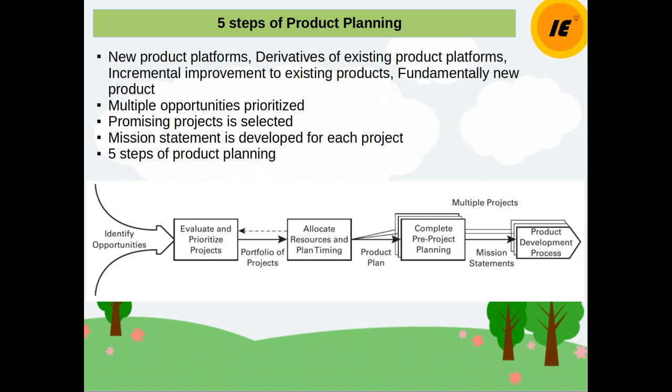Now the third type can be an incremental improvement of an existing product. This may sound a little bit the same as the derivative, but actually that project may only involve adding or modifying some features of an existing product to keep the product line current and competitive. So yeah, it's more or less the same as a derivative of the existing product platform, I would say.